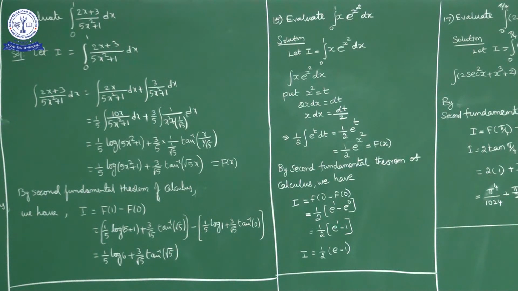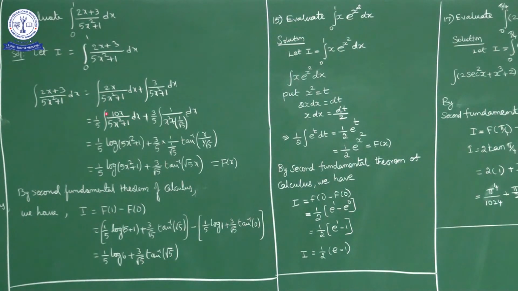Okay. Now here the question is to evaluate integral 0 to 1 of 2x plus 3 upon 5x square plus 1 dx. Lower limit is 0, upper limit is 1. So first of all I will calculate the indefinite integral of 2x plus 3 upon 5x square plus 1 dx. I will write this as separate integrals: integral 2x upon 5x square plus 1 dx plus integral 3 upon 5x square plus 1 dx. Multiply numerator by 5 and divide by 5. So what we get? 1 by 5 into integral 10x upon 5x square plus 1 dx.